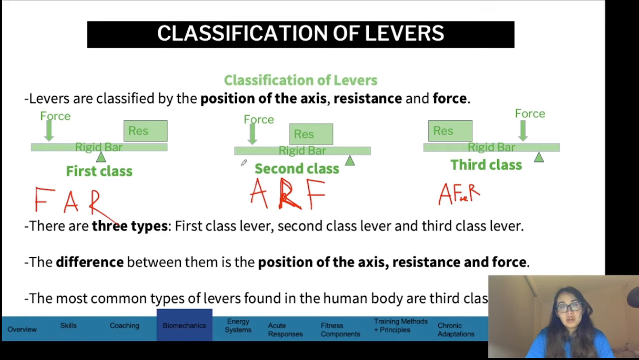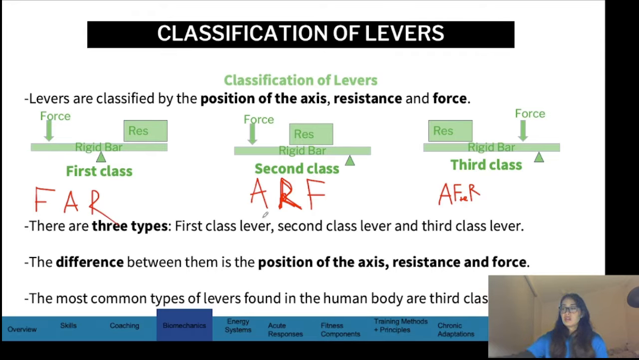Like when you stand on tiptoes, you're lifting your entire body. So you have your axis, resistance, and force. Arf. Our third class lever is after everyone else. An example of that is pretty much most other examples. We've got the bicep curl, swinging a bat, kicking a ball. If you can imagine a swinging motion or an arc of rotation, it's going to be a third class lever.